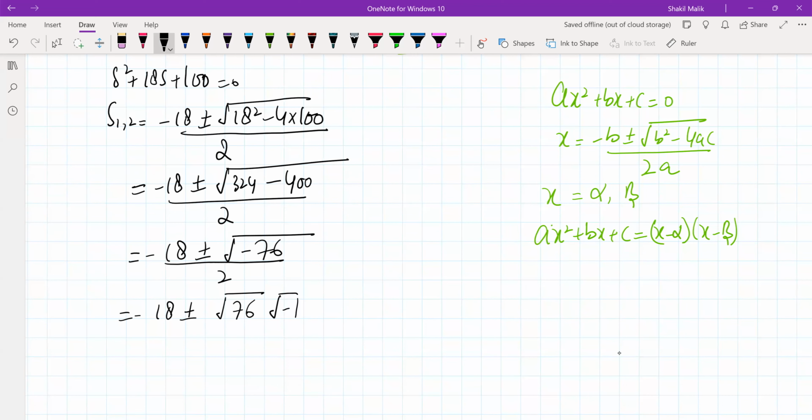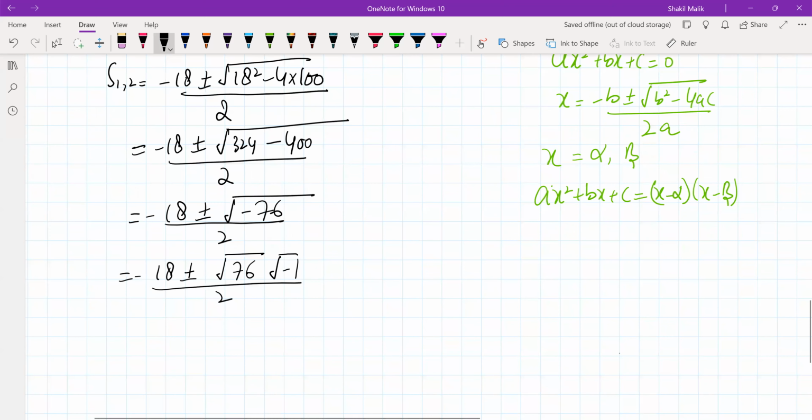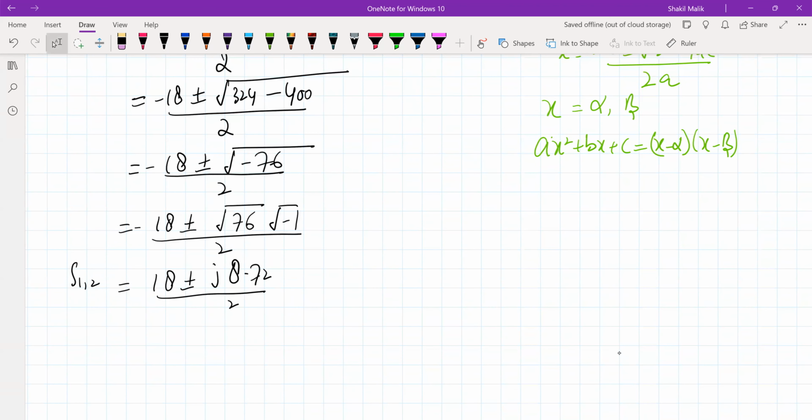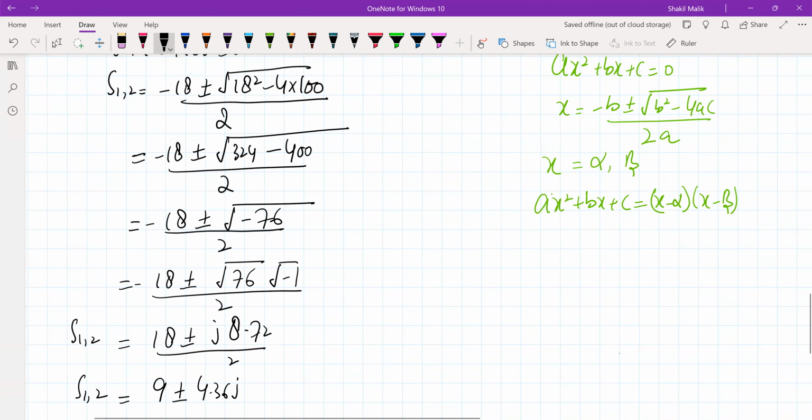Under root of minus 1 can be written as j. So it is plus minus j times under root of 76. Under root of 76 is 8.72, but I have to check that. So s1 and s2 are minus 9 plus minus, dividing that by 2, 4.36j. Now you can see these are complex roots of this.